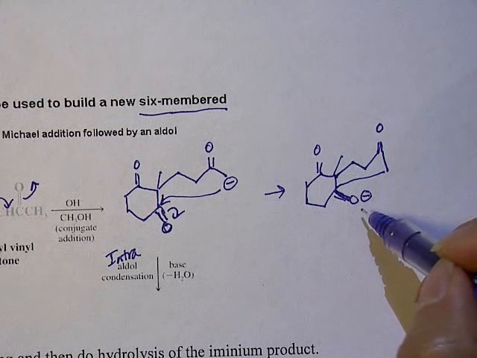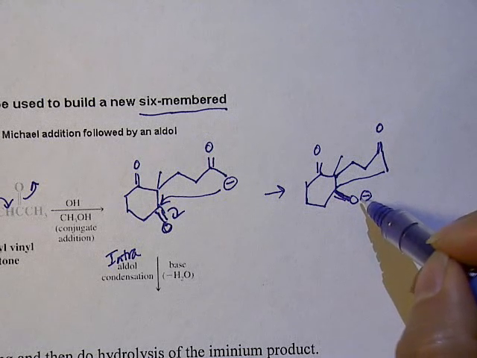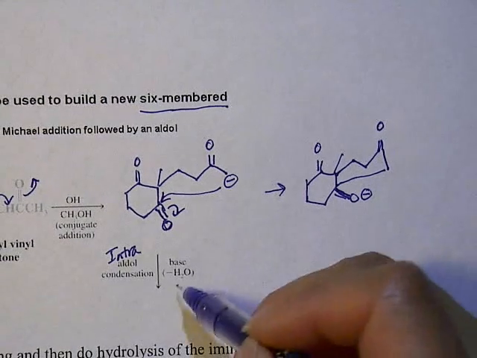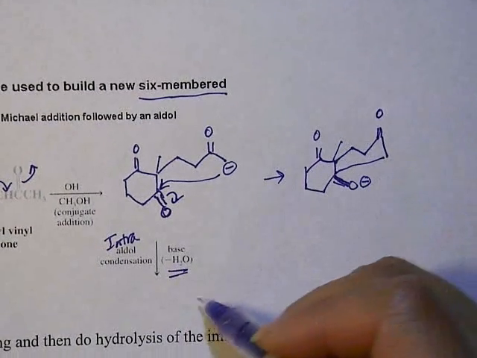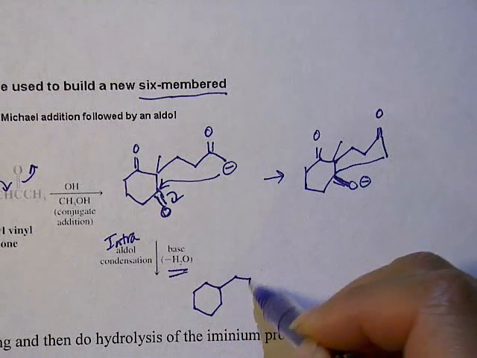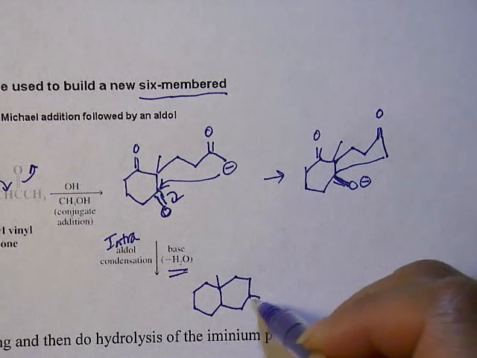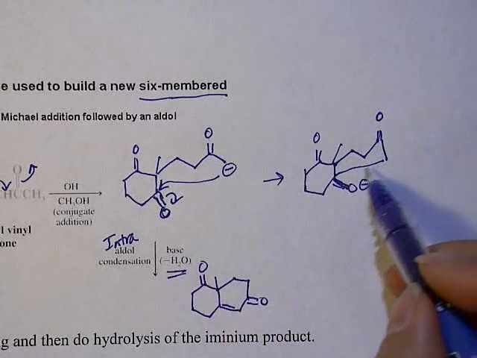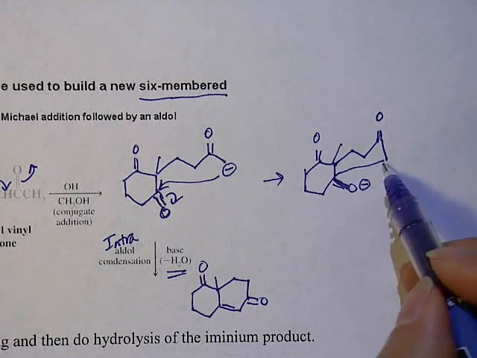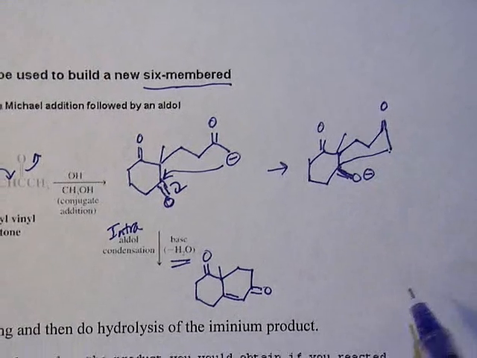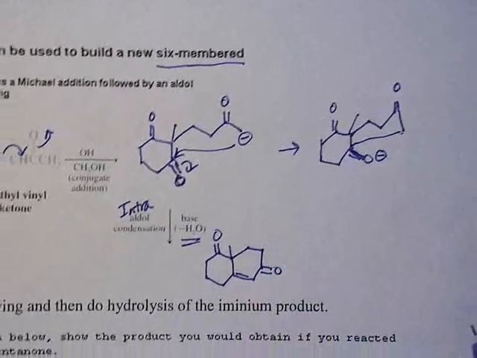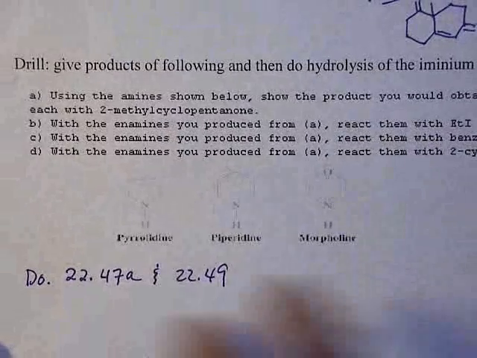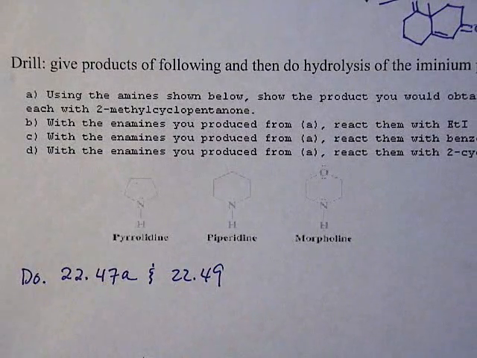And then if you take this, it gets protonated as an OH, and then it's removed as water, and you form, if you draw it prettily, an alpha beta unsaturated ketone, because this OH will leave as water and form a double bond between this carbon and this carbon. Okay, so this is how you make a 6-member ring. So you should be able to do these drawing problems as well as 22.47a and 22.49.